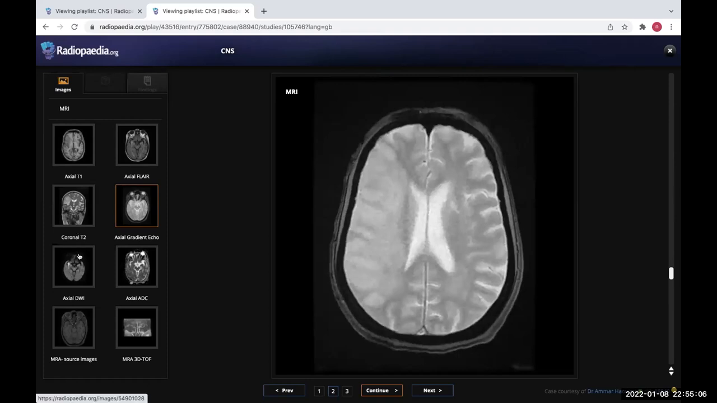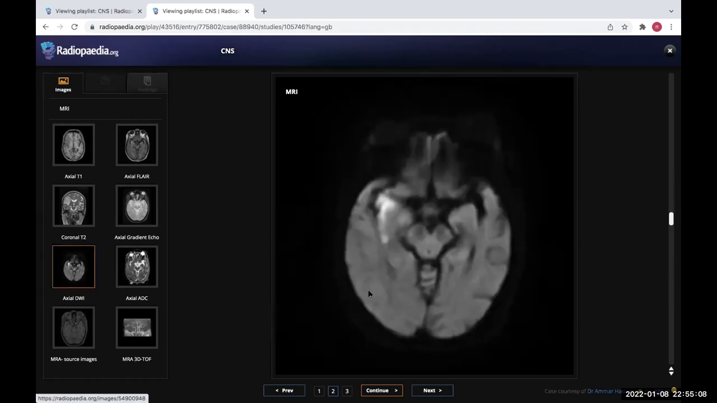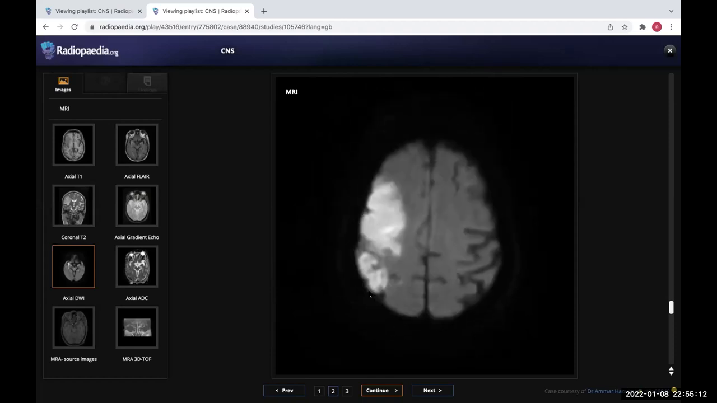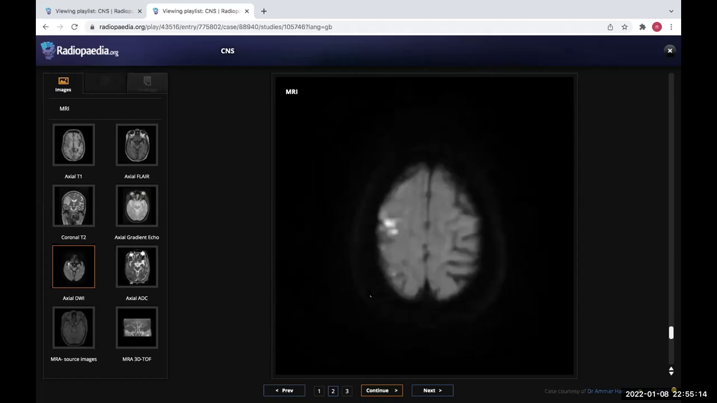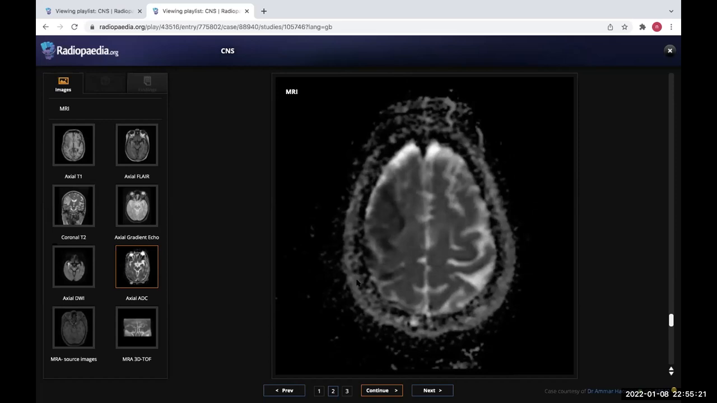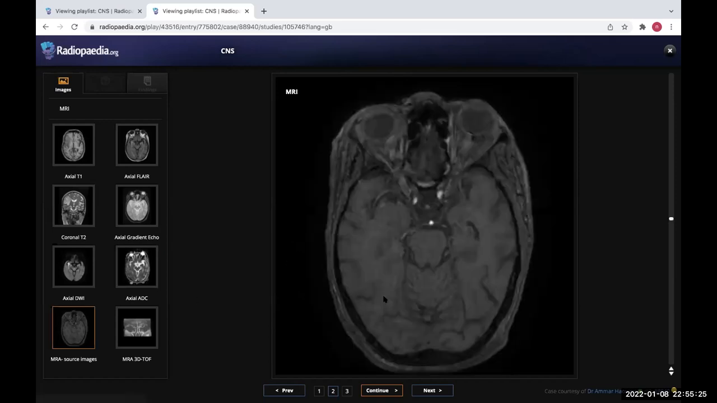Actually, in the first go when I saw the FLAIR image, for me, it was a left MCA territory infarction, which I believe, in the DWI and the ADC, this large area appears to be restricted. So yes, it's a large MCA territory infarction.